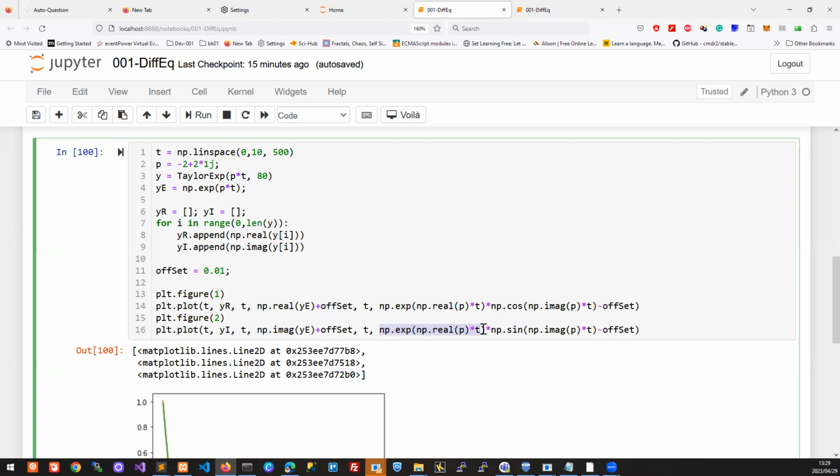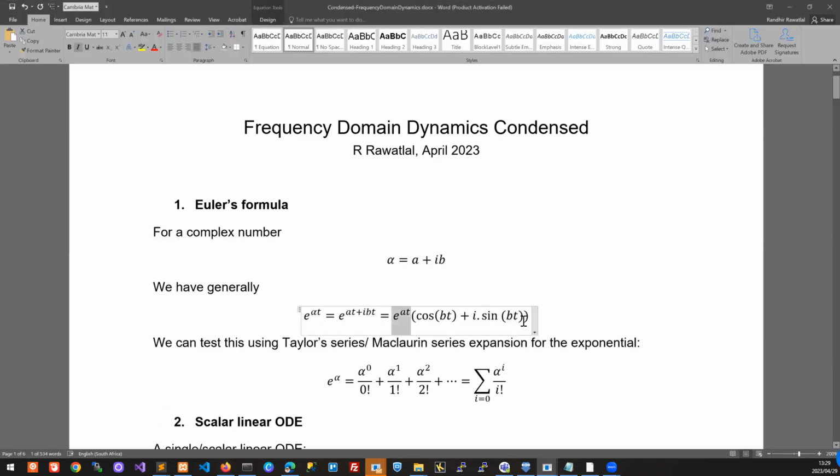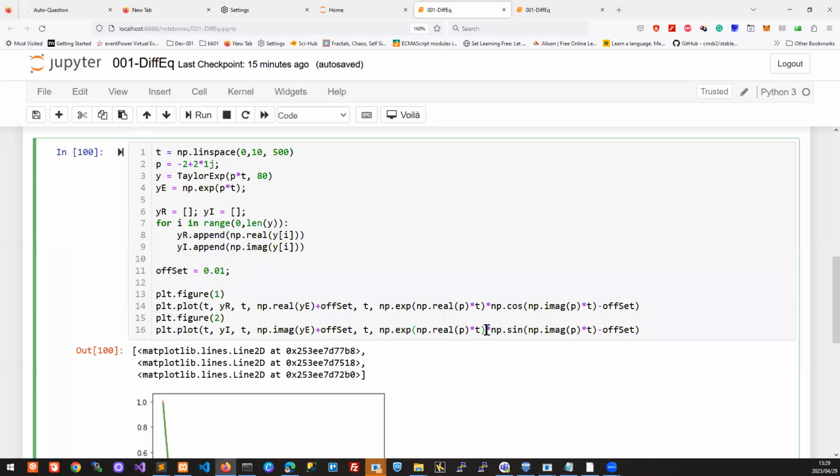Here's e to the at, right? The real part is the a, so at, e to the at. And then inside here, we've got sine of the imaginary part, which is b, sine of b times t, right? So that's the imaginary part here. And like before, we added a small offset because the lines were lying one on top of the other. So here I'm doing it again. So there's an offset of 0.01. So I'm adding the offset to the second part here and subtracting it off in the Euler part there.